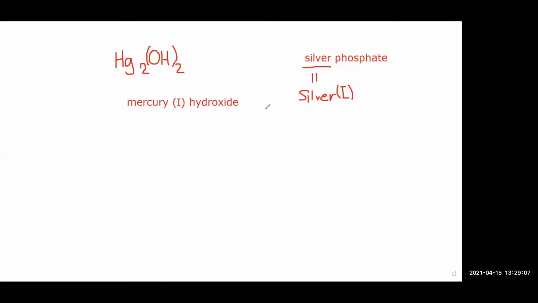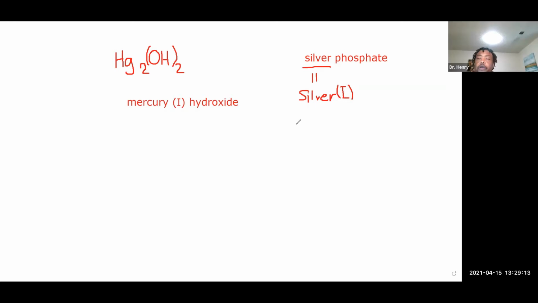If you read that, would you say mercury 1 hydroxide or just mercury hydroxide? No, you read it mercury 1 hydroxide, because you could also have mercury 2 hydroxide. You could also have mercury 4 hydroxide. So if you don't tell me which one it is, I don't know which one it is. Does that make sense? Right.